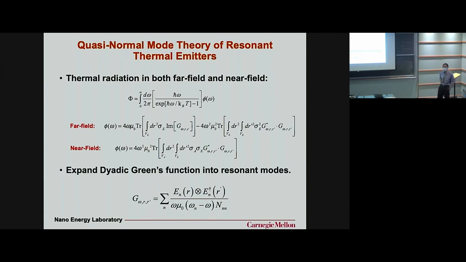However, in many cases, because the structure is so complex, it's very hard to obtain this Green function. Once we solve the Maxwell equation to obtain those Quasi-Normal modes, we can further expand the dyadic Green function based on the Quasi-Normal modes, as you can see from this equation. And then we can plug back into these 2 equations and calculate the thermal radiation. So this is the general methodology, regarding how to calculate thermal radiation based on Quasi-Normal modes.